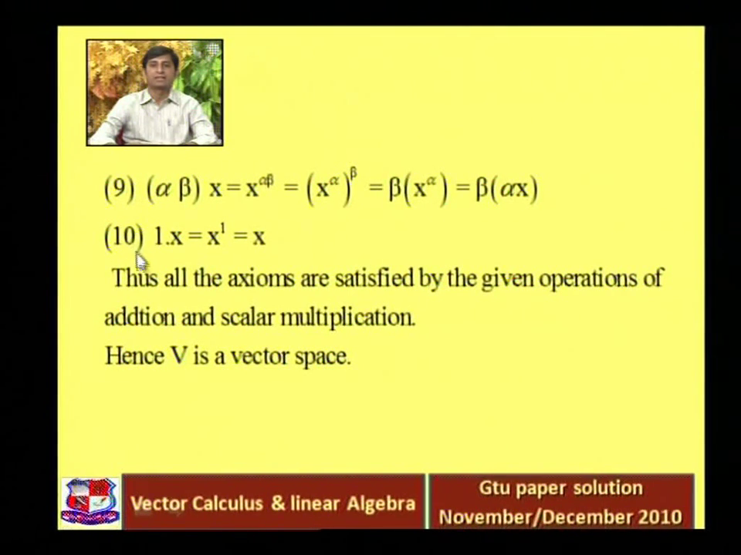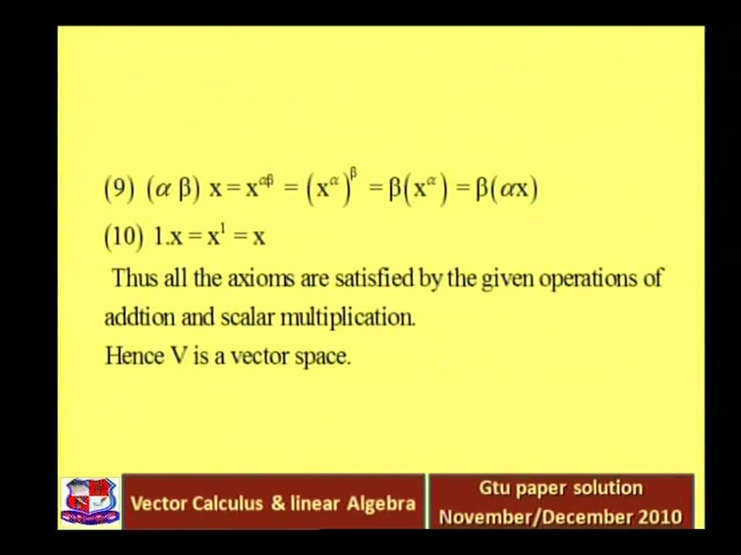Now the 10th condition is 1·x, that is equal to x^1, that is equal to x. So all the 10 conditions we satisfied here. Thus all the axioms are satisfied by the given operations of addition and scalar multiplication, and hence V is a vector space, that we prove. So this is quite an interesting question, and this question was asked in 5 marks. Next question.